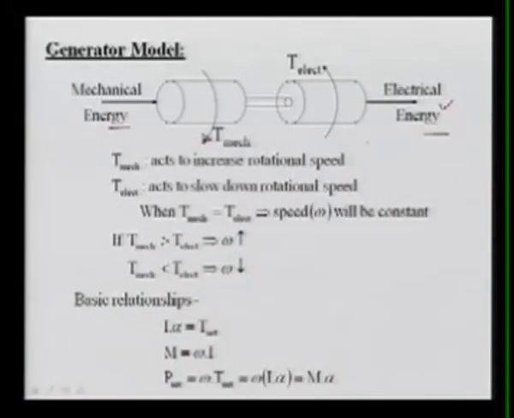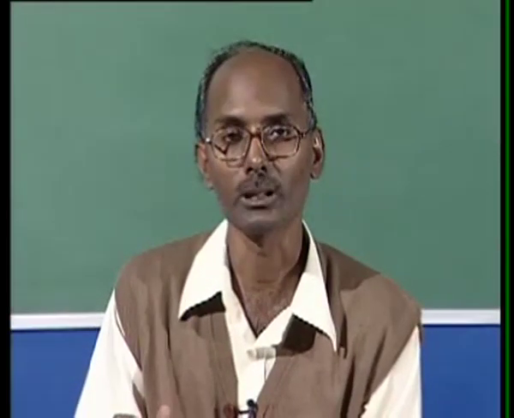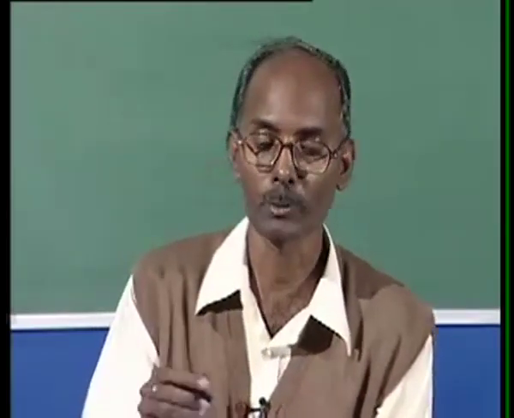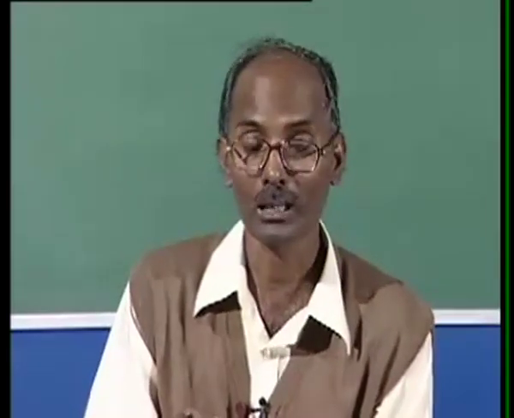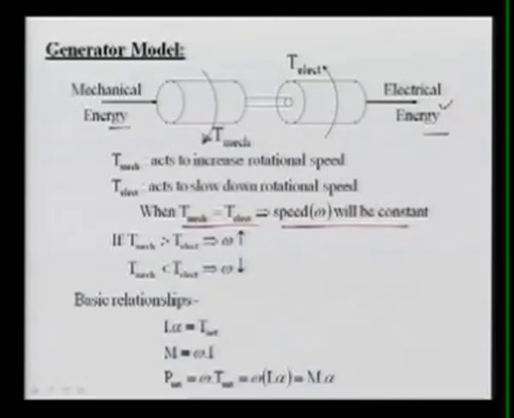So always at the steady state condition, when the mechanical torque is equal to the electrical torque, T mechanical equals T electrical, and the speed of this rotating mass will be constant. If there is an imbalance, let's suppose T mechanical is increasing more, what does it mean? Your mechanical energy is more than your electrical energy, and the machine will try to accelerate. Means if T mechanical is greater than T electrical, the speed of the rotating body will increase.